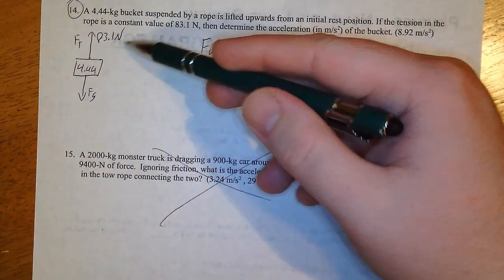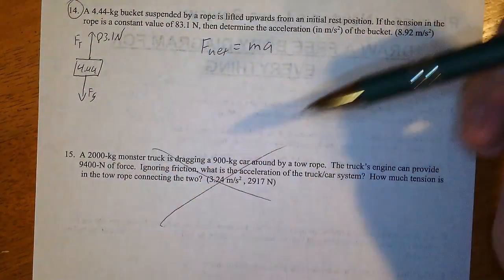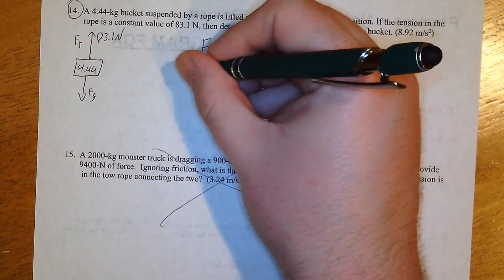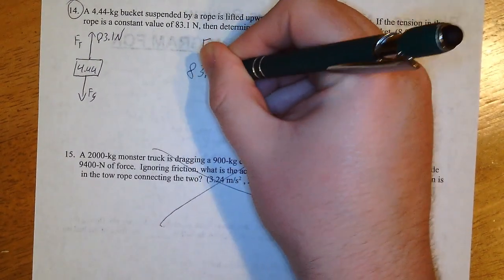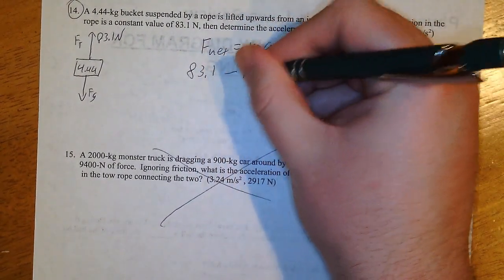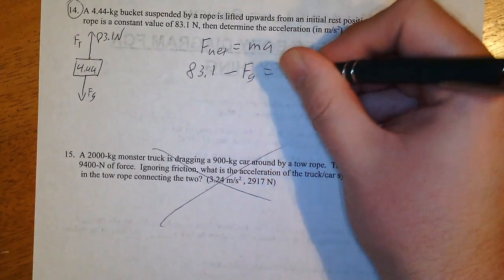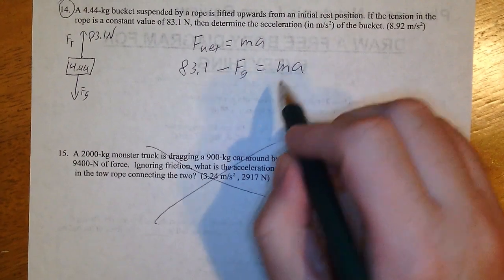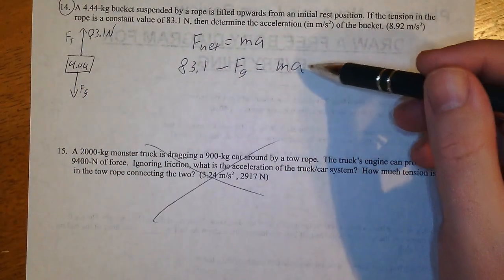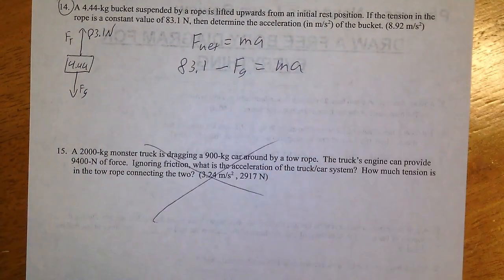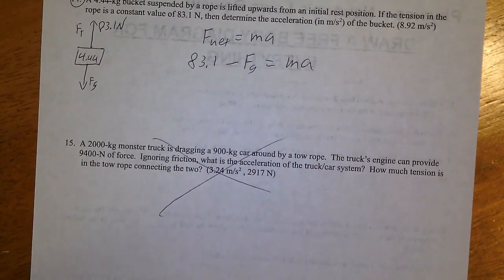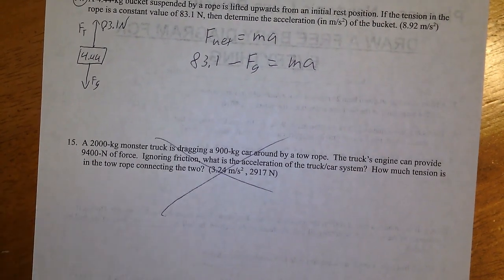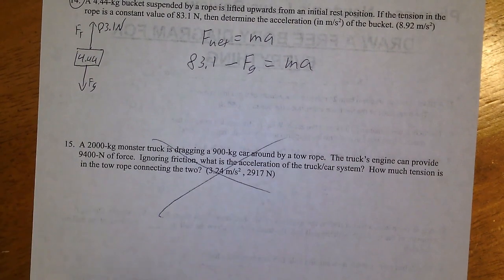So that's everything pointing up minus everything pointing down equals ma. So 83.1 minus my Fg equals ma. Alright, well, I know my mass is 4.44. I don't know my force of gravity, though. I'm going to have to calculate the force of gravity on this bucket, on this mass.